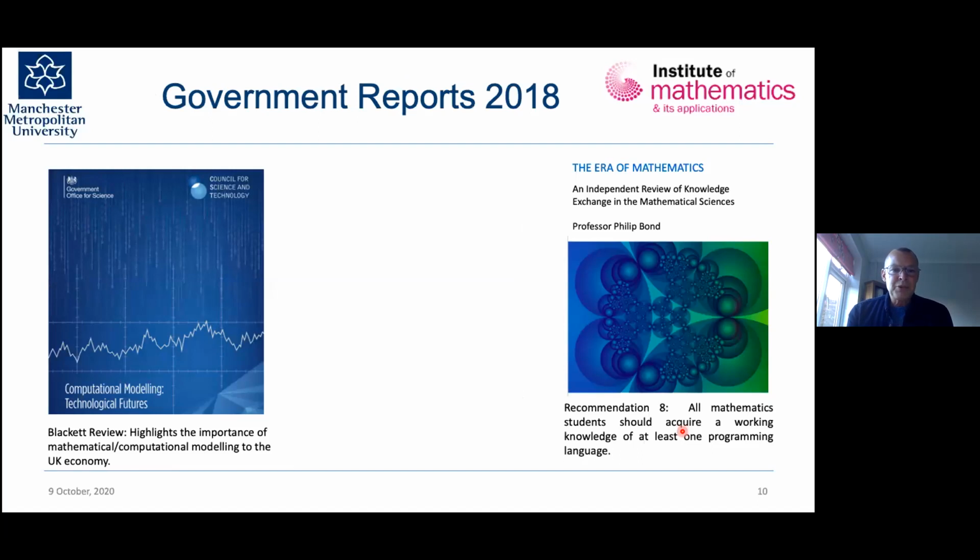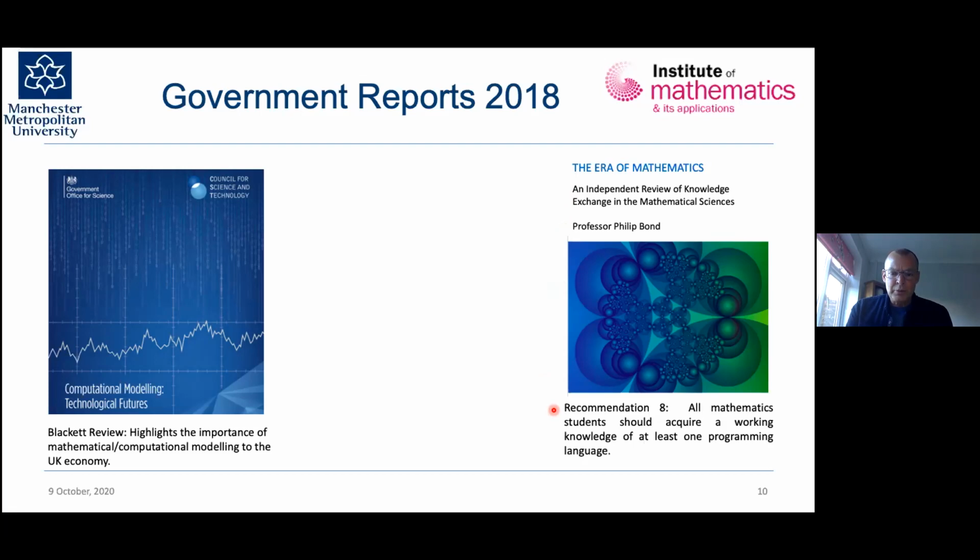By now, I think probably most of you have heard of these government reports. In 2018, the government published a report called the Blackett Review, which looked at computational modelling and technological futures, and highlighted the importance of mathematical and computational modelling to the economy of the UK. I think we've all, as mathematicians, known for a long time that mathematics is vitally important to the economy of the UK, and this report goes into detail about that. Shortly afterwards, Philip Bond published a report, an independent review of knowledge exchange in mathematics. There were a lot of recommendations, but as you can see, recommendation 8 was that all mathematics students should acquire a working knowledge of at least 1 programming language. That was as a result of this report.